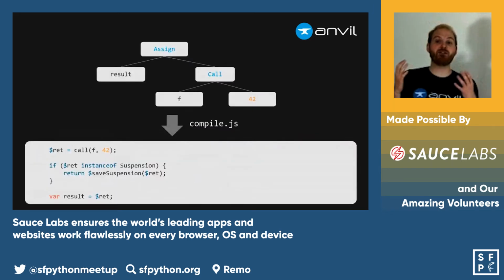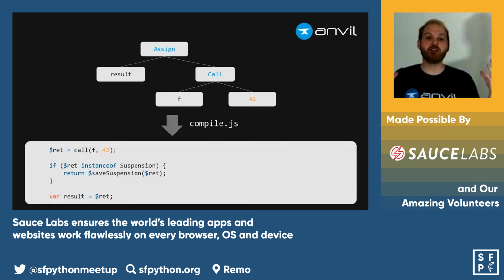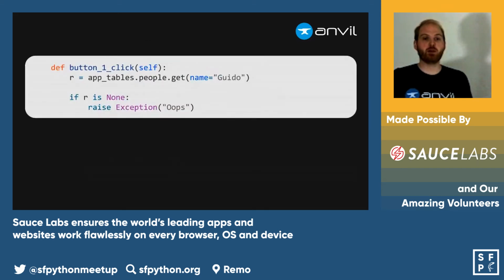And so if you have an AST like this, we generate JavaScript code a bit like this. So we call the function f with the argument 42, and then we check whether the return value was one of these suspension objects. And if it was, then we save our own execution state as another suspension and return that. Here's how that looks in practice. So here we have a function that's going and getting the database, and then doing some computation on the result.